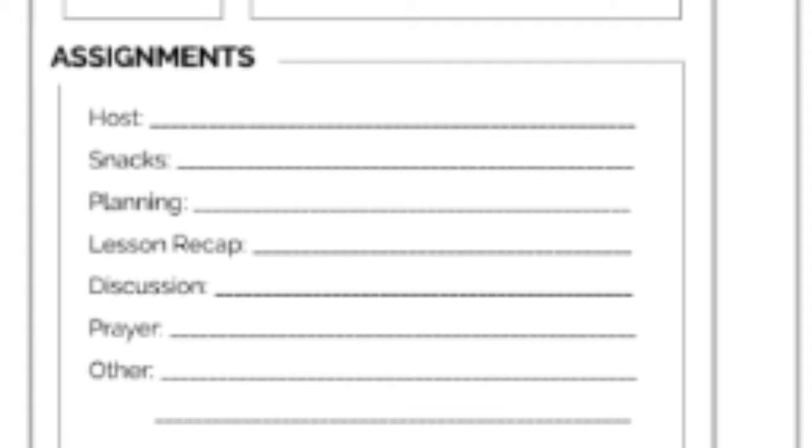The lesson recap. Some groups like to summarize verbally the lesson. Other groups like to just show the video, so you can use that if you wish. The discussion, who's going to lead the group through the discussion questions. And then prayer, who's going to lead the group's prayer time and who will record the prayer requests. And some groups like to have them sent out to the group members during the week.